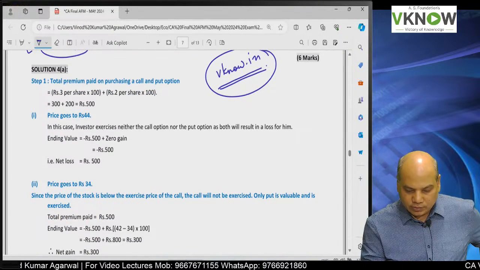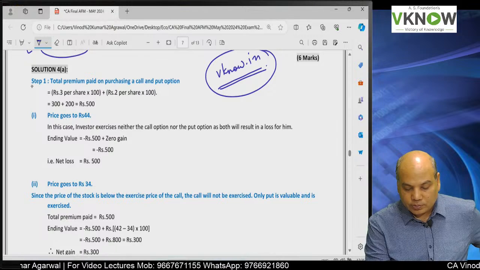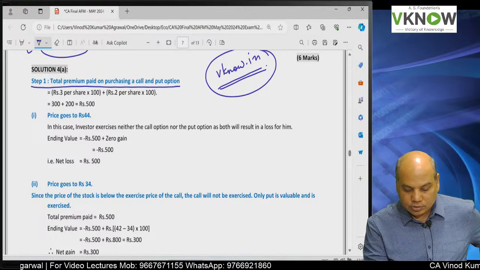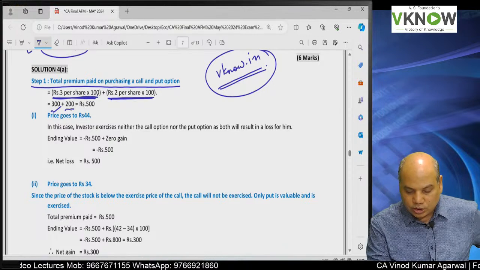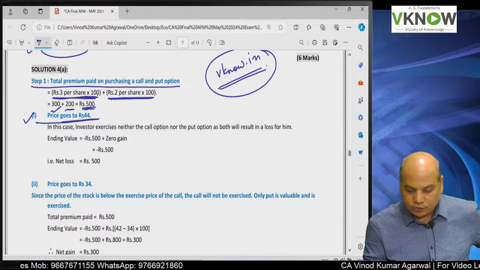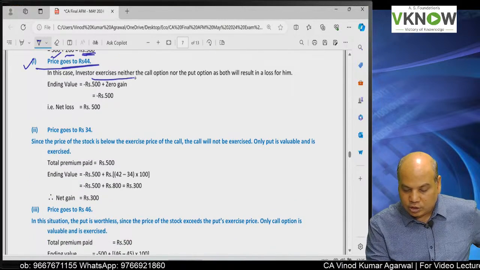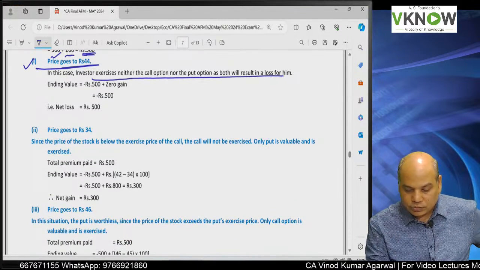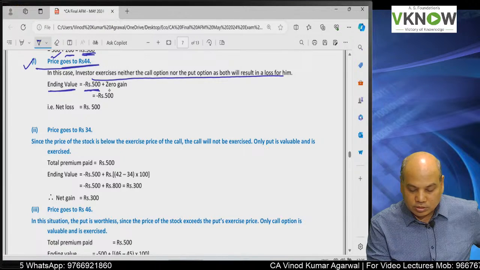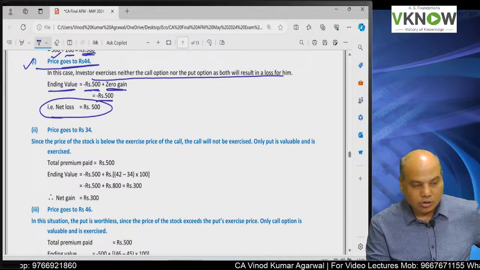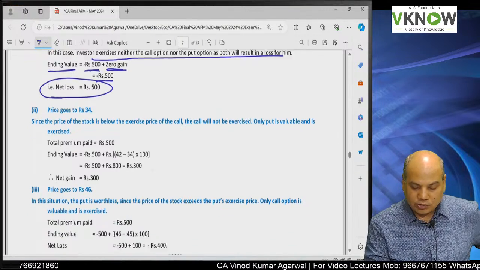I will read one by one. First, compute the total premium paid. On call option we will pay 3 into 100, 300. On put we will pay 2 into 100, 200. Total premium 500. Case 1, price goes to 44. Investor will not exercise both the options. Ending value will be 500 premium paid, 0 gain, 500 loss. Net loss 500. First answer, net loss 500.